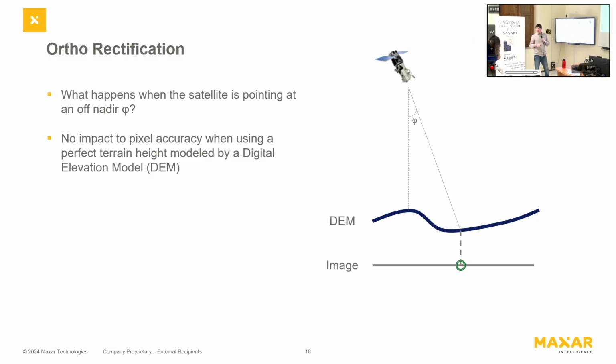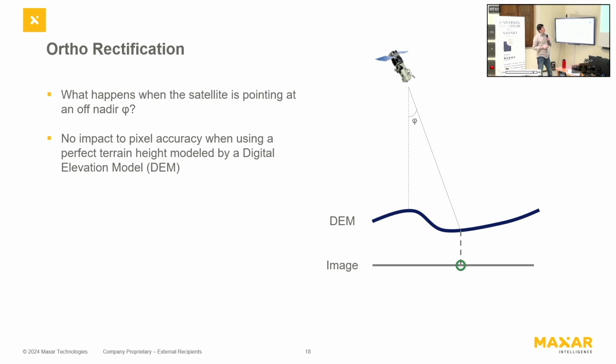What happens when we are off nadir? That's where things get really interesting or complicated, depending on point of view. If the DEM, the digital elevation model, is accurate, you project this point here and everything looks great. You have no issues.